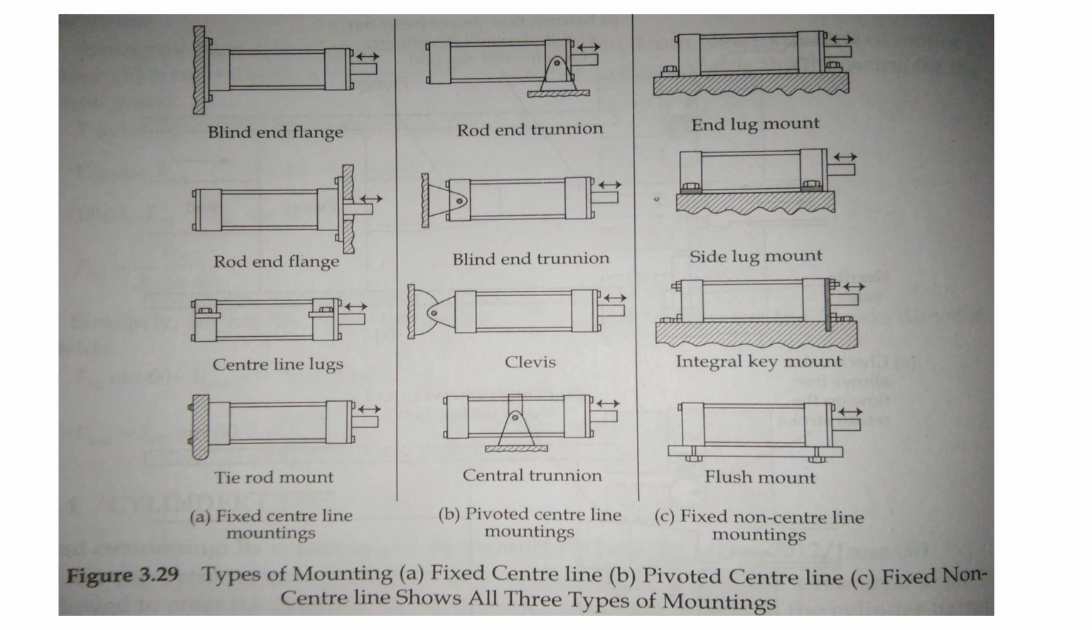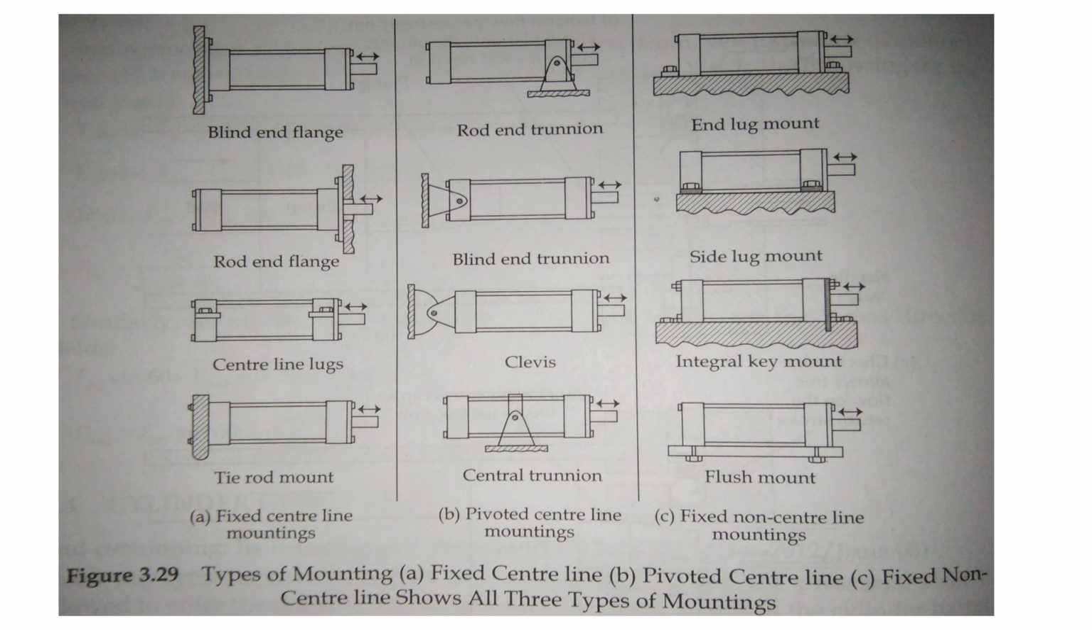The next one is pivoted centerline mountings. In pivoted centerline mountings, the examples are the front end trunnion, where the front end is used as a pivot point so that it can oscillate, or the back end trunnion. The back side of the cylinder is pivoted so that the entire cylinder can move up and down in an angular movement.